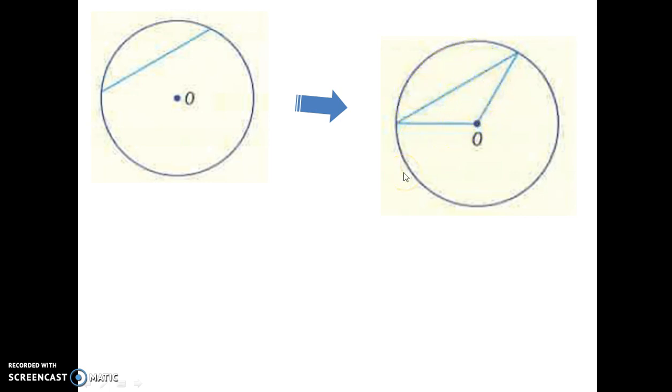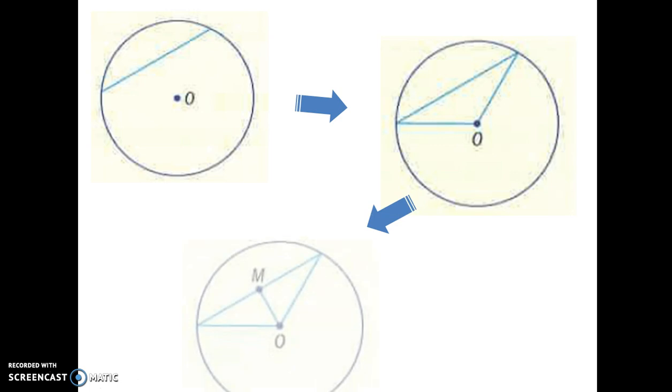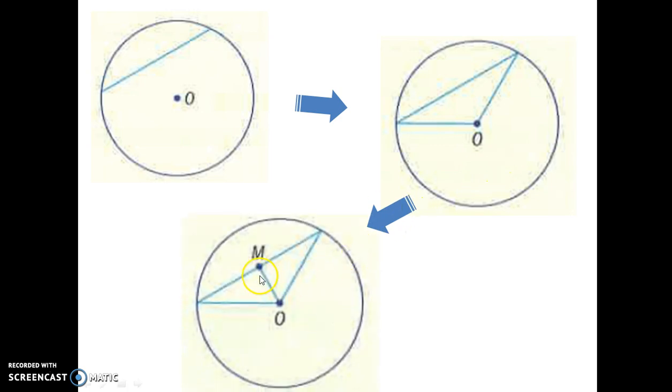All right, when we're finding the length of a chord, it's also helpful to continue by drawing a segment from the center to the midpoint of the chord. So we basically cut this chord in half, and we've drawn this segment here. Now, question, what kind of triangles have we created here? What kind of triangles are these two?